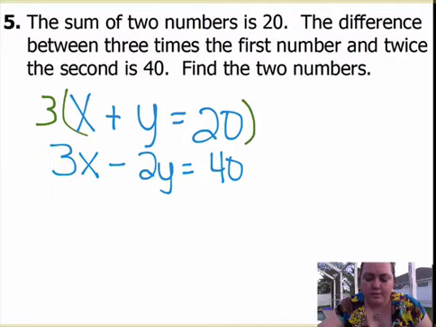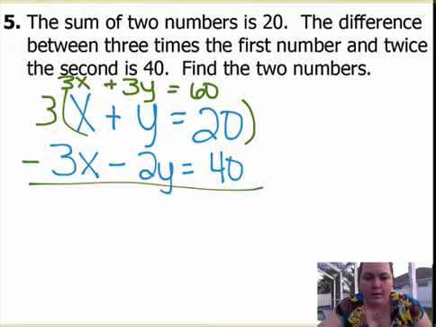So now I'm going to multiply the top equation by 3 so that I can have 3x in both equations. Substitution would have been a good option for this one as well. I just didn't do that. But I probably should have. So I got 3x plus 3y equals 60. So I'm going to use that equation and the bottom equation.